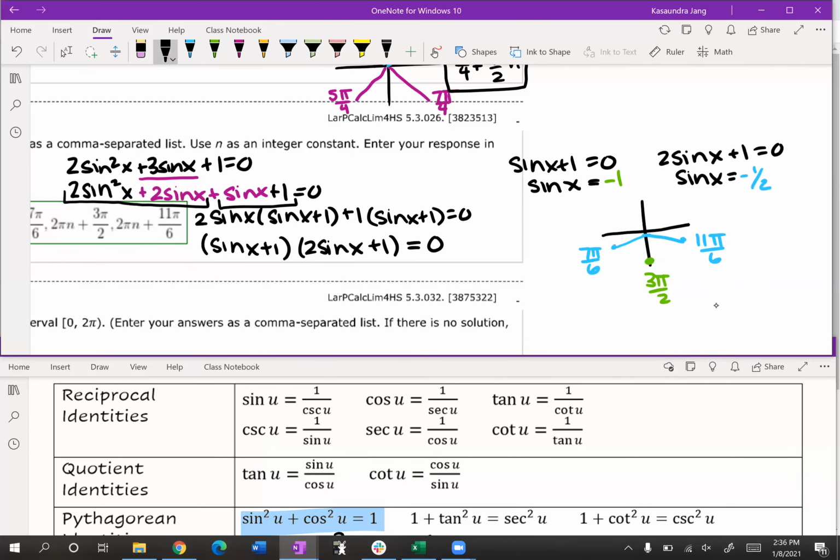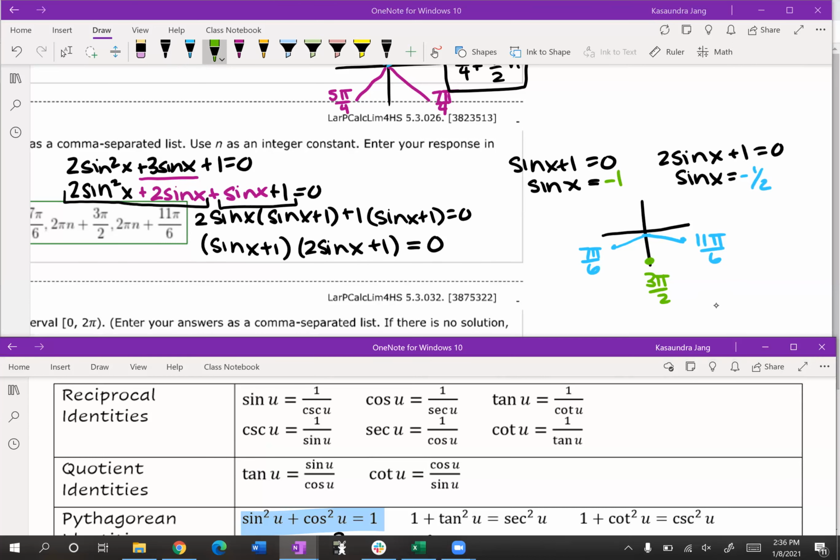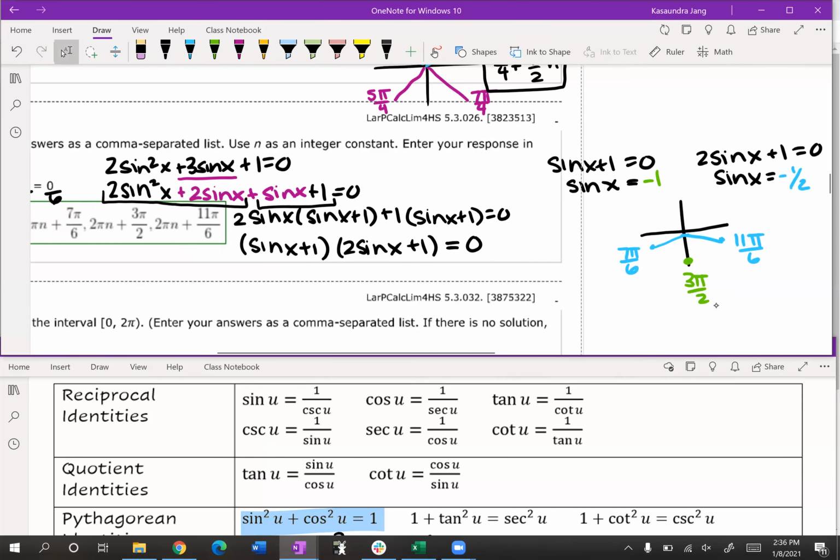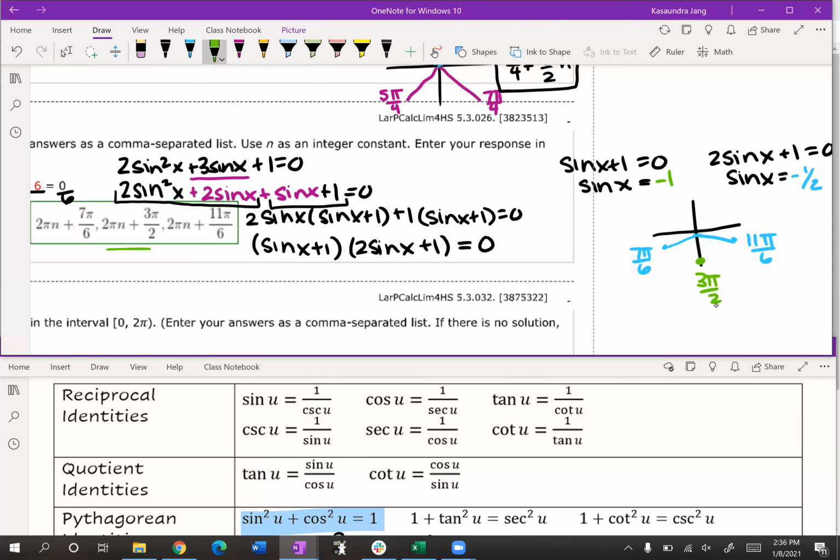So for the 3 pi halves, let's see, where am I going to put this? Actually, I think they already wrote it for us. So for my 3 pi halves, I've got it in green here. 3 pi halves, and they're going around every 2 pi, every full circle. They're going to hit the 3 pi halves.